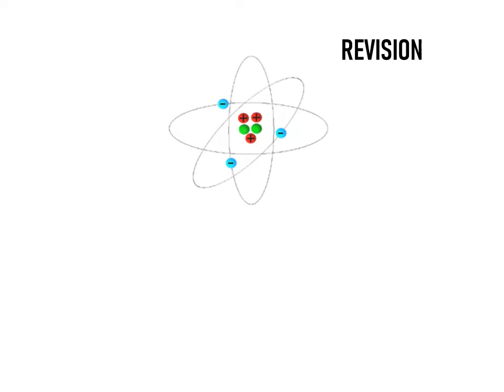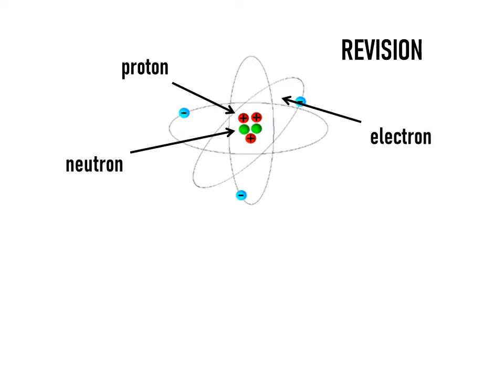So first, let's look into the composition of an atom, which I believe all of you already know. An atom is composed of subatomic particles called proton, neutron, and electron. Positively charged protons and neutrons with no charge form the central nucleus, while the negatively charged electrons orbit the nucleus, as you can see in the picture.